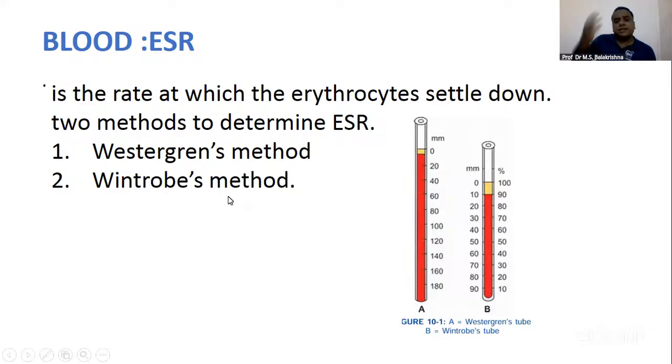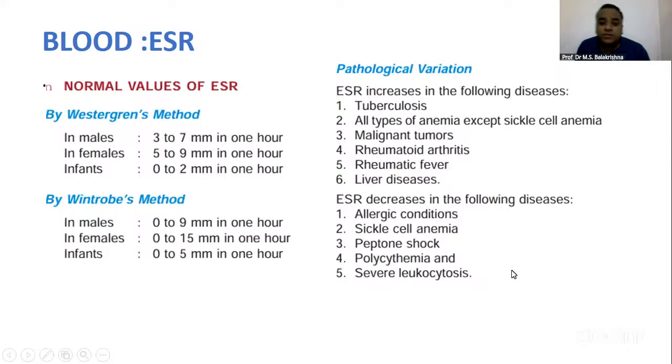Now ESR. What is ESR? It is the rate at which the erythrocytes settle downward. We check this by two methods: Westergren and Wintrobe's method. The normal value of ESR in the Westergren method is 3 to 7 in males, 5 to 9 in females, and 0 to 2 in infants. So these things you should learn.